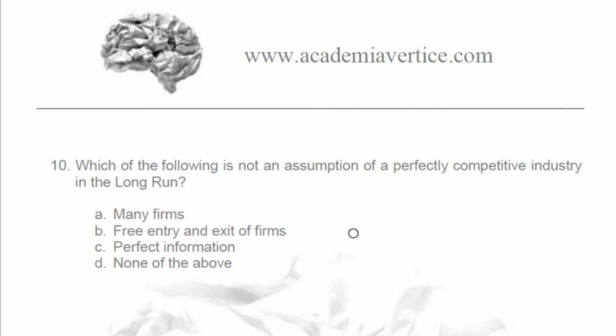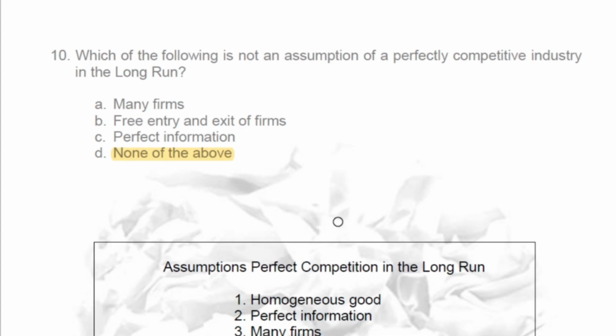Number 10. Which of the following is not an assumption of a perfectly competitive industry in the long run? Many firms, this is an assumption. Free entry and exit of firms, of course. Perfect information, of course. So clearly, none of the above. Okay, so I will leave it here, make a little break, and we continue with question number 11.